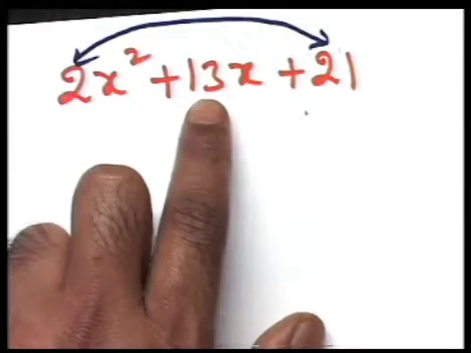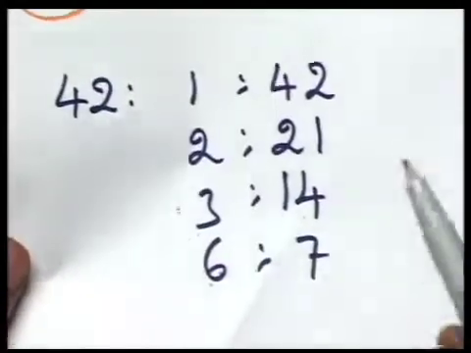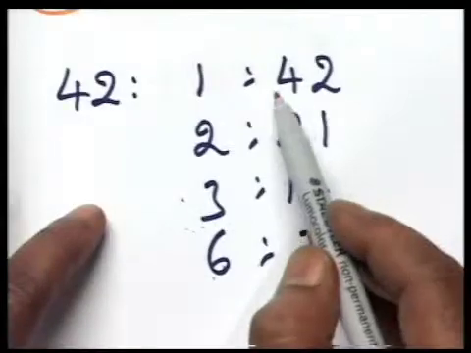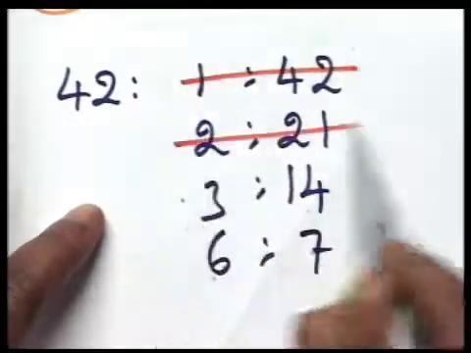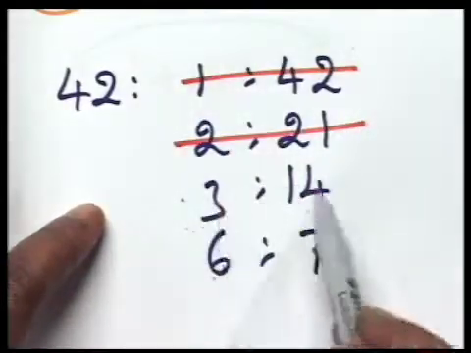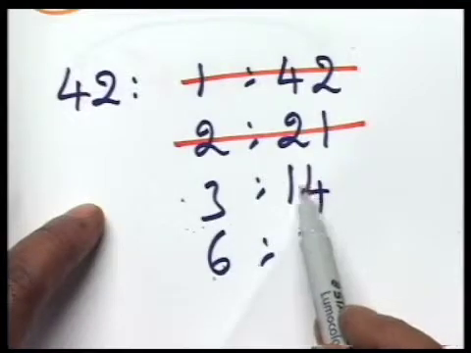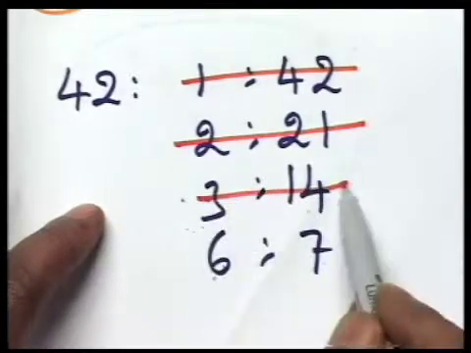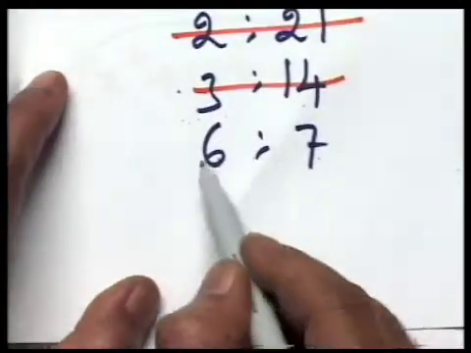Which one of the pairs can get me that number? Let's see. 1 and 42, no. 21 and 2, no. 14 and 3, when I add, I get 17. When I subtract, I will be getting 11. I don't like that also. Let's take the last one.